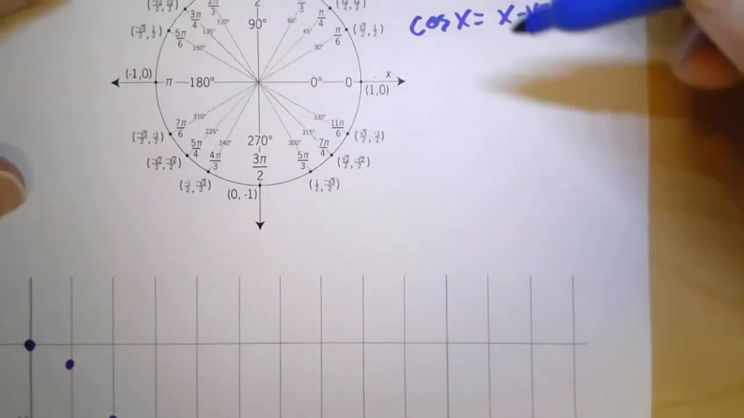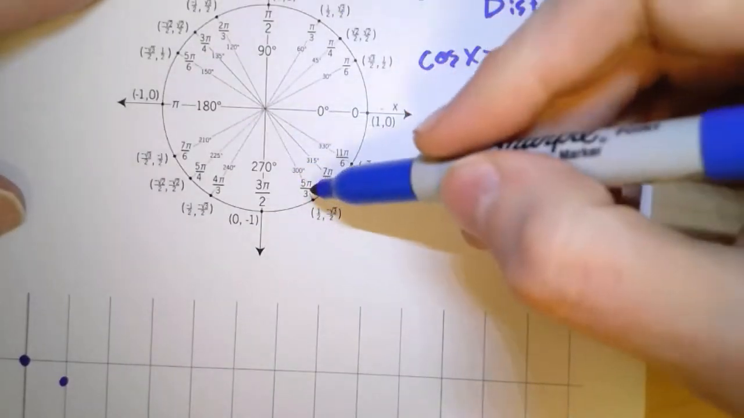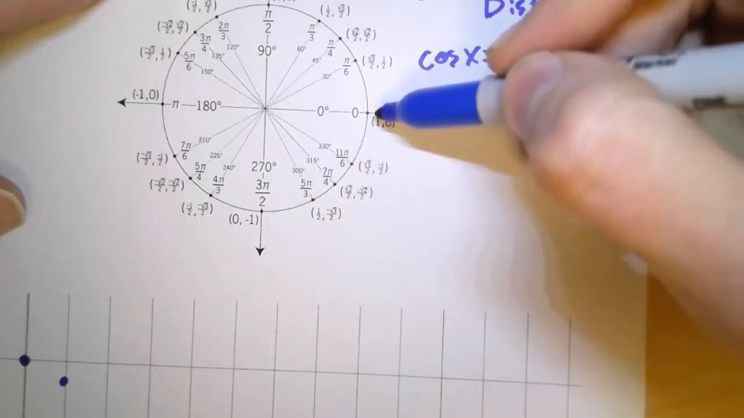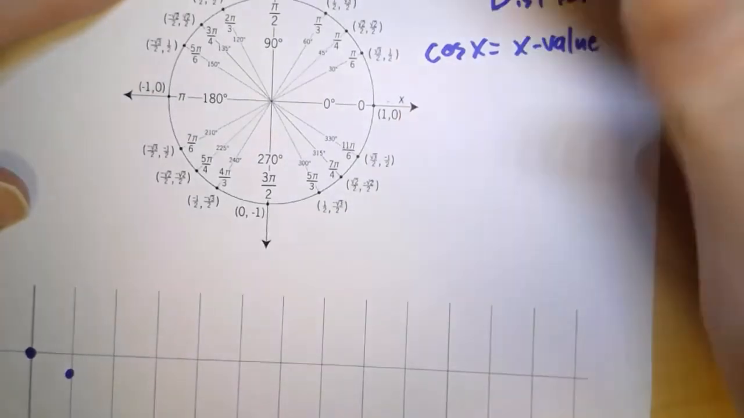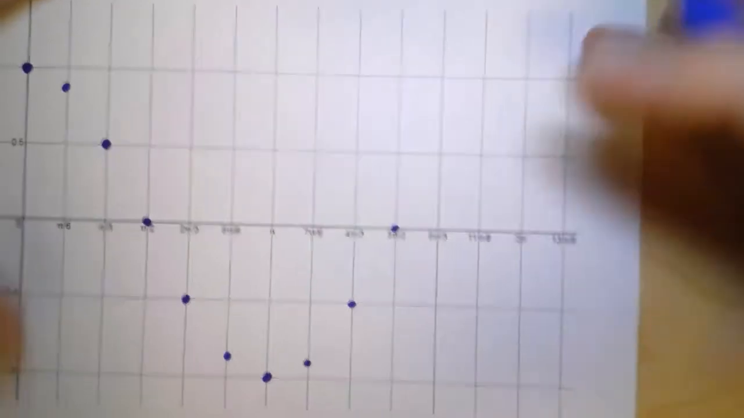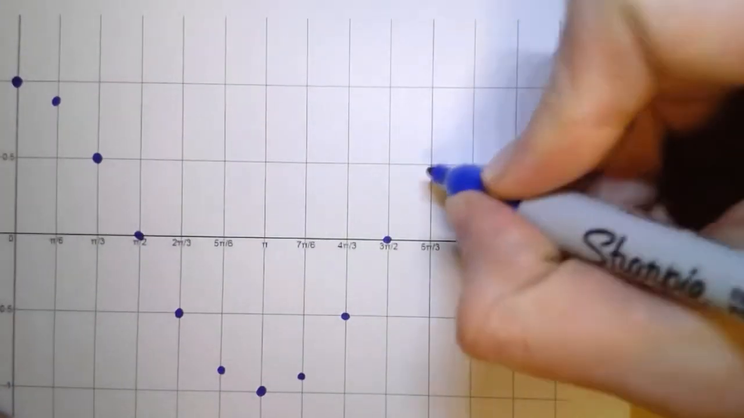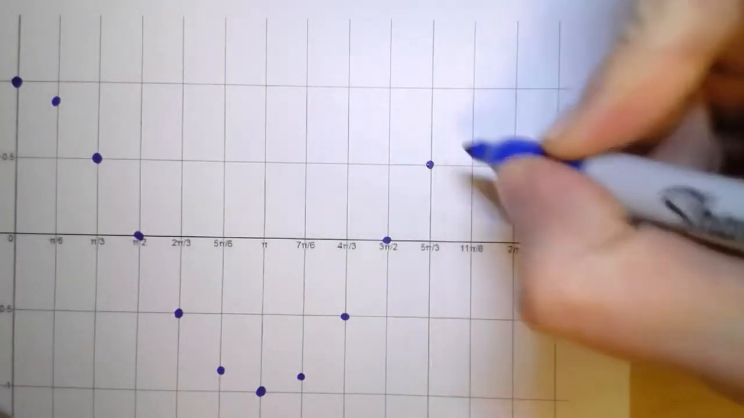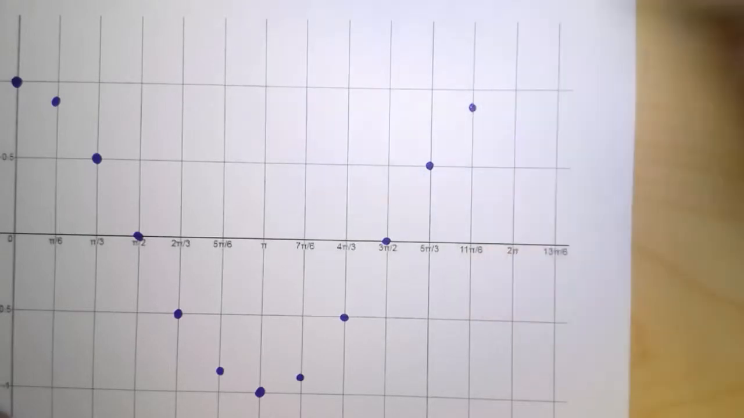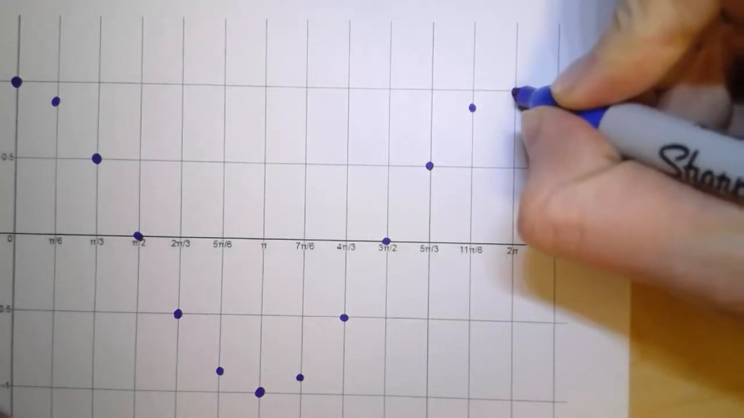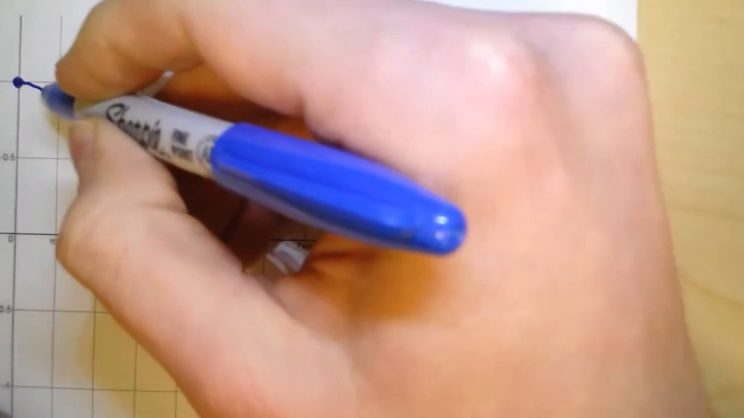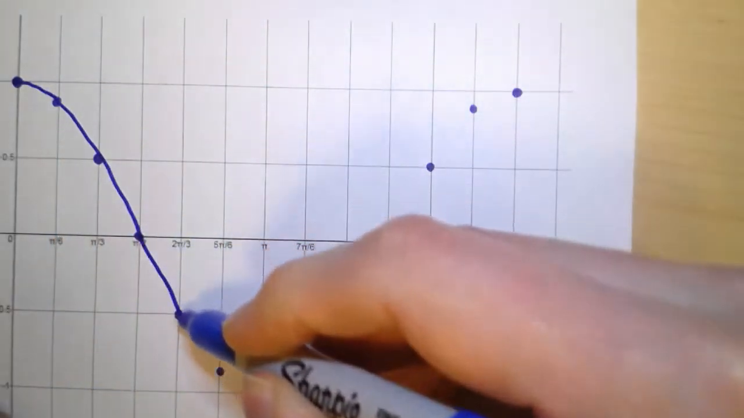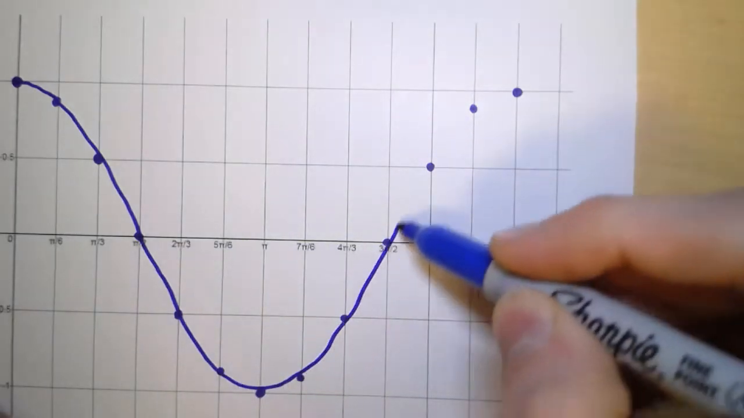And so for our final set of angles, we have 5 pi over 3, 11 pi over 6, and 2 pi. And we go from 1/2 to radical 3 over 2 to 1. And so down here, that's going to look like this. At 5 pi over 3, it's at 1/2. 11 pi over 6, it's 0.86 or so. And then at 2 pi, we have 1 again. And so here is what our cosine graph looks like from 0 to 2 pi.